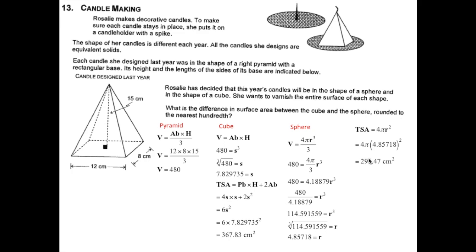Notice the sphere has a smaller total surface area than the cube, having the same volume. What's the difference? So I'm just going to subtract them, and that's going to give us 71.36 centimeters squared.